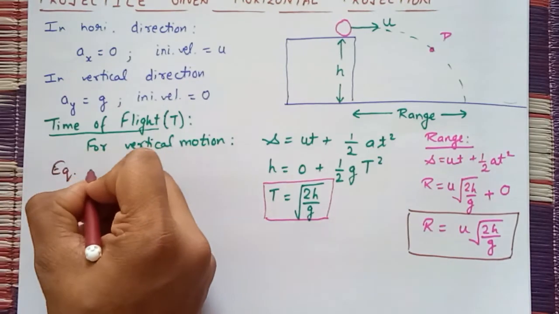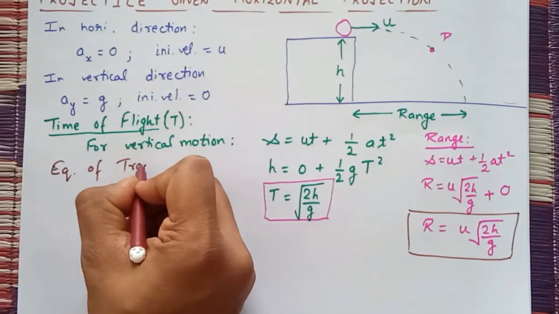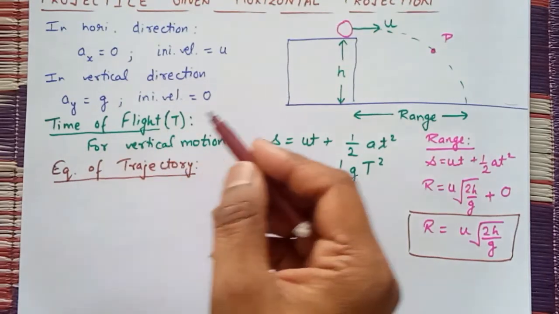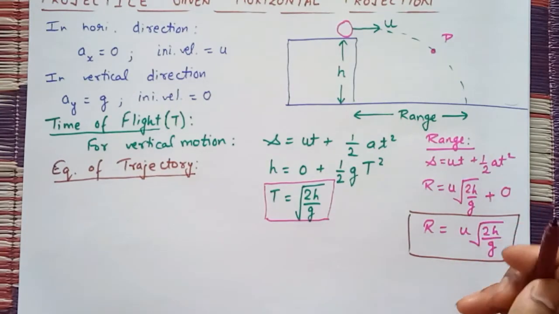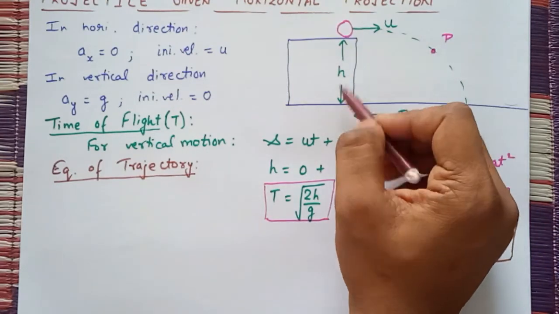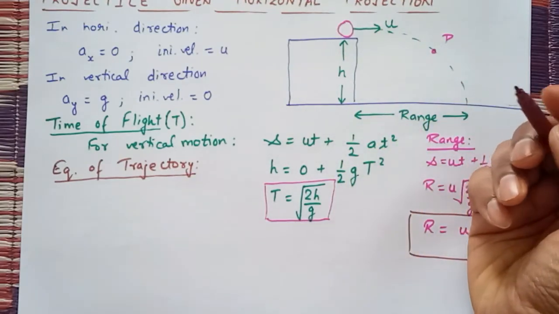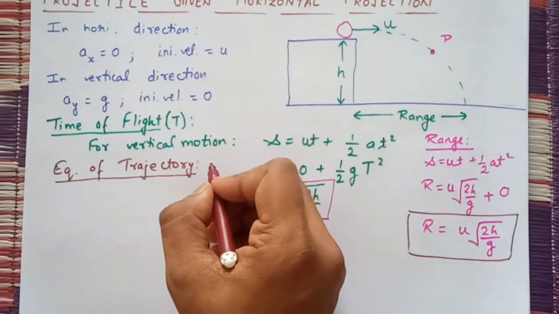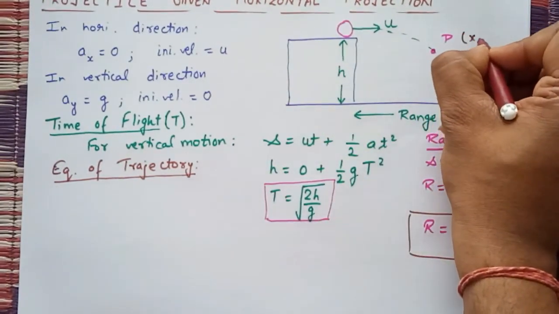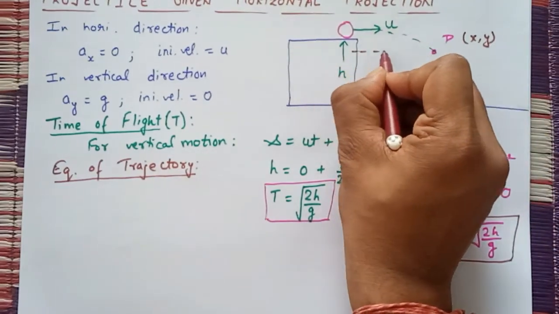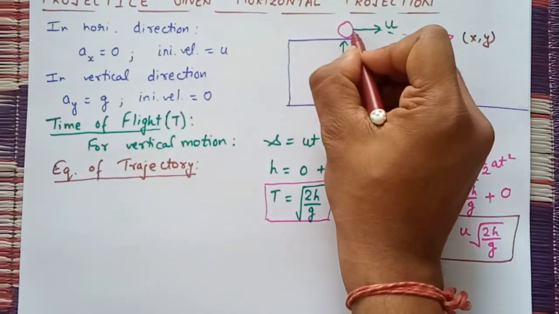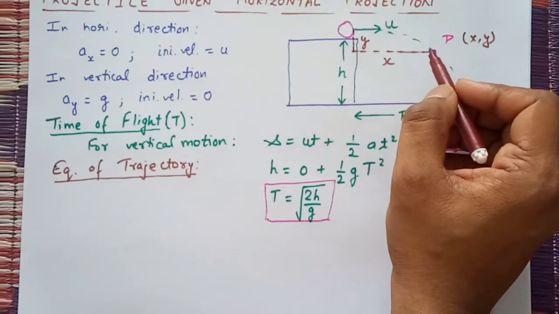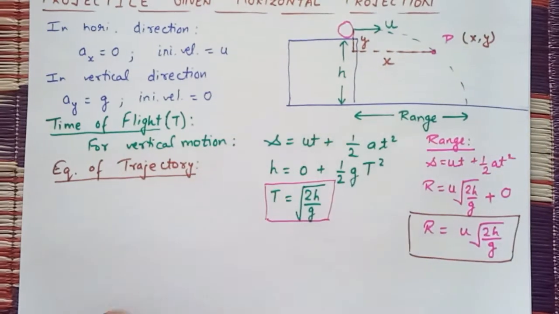So equation of trajectory. See, to find the equation of trajectory, what we do? We apply s = ut + 1/2 at² for the two motions, for the horizontal and for the vertical, and then we eliminate one variable from that. Then the equation between x and y, or I can say if P's coordinates are x and y, or I can say if this horizontal distance is x and this vertical distance is y, and it is after some time t, then the relation between x and y will be known as equation of trajectory.